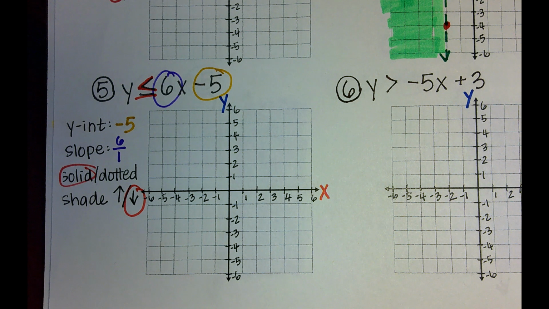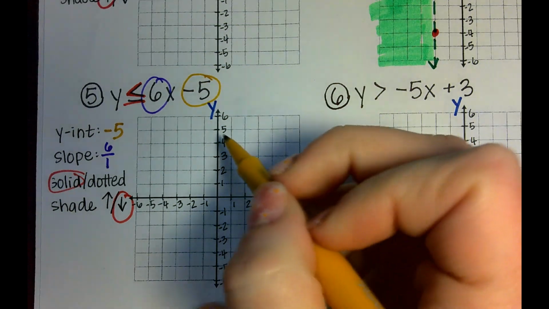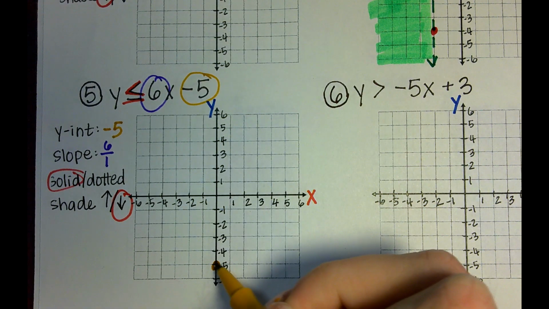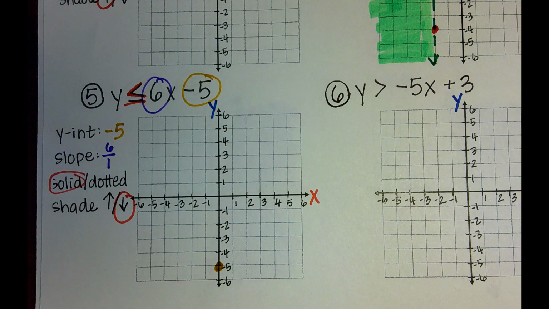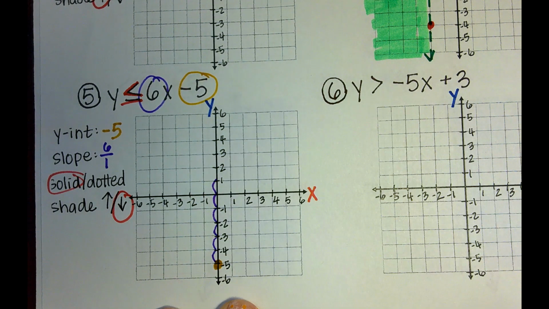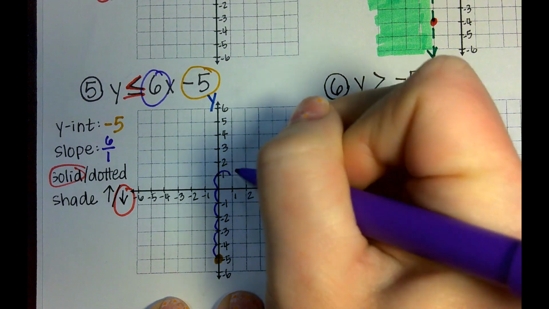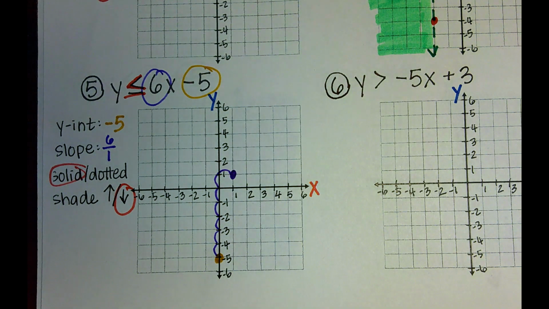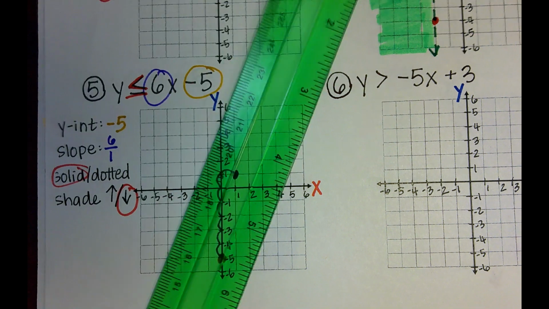So we have our y-intercept at -5. So we go down to -5 on the y-axis. Then our slope up 6, good. So 1, 2, 3, 4, 5, 6, over 1. Perfect. Okay. And we decided it is a solid line, so we're going to connect the dots and create a solid line.